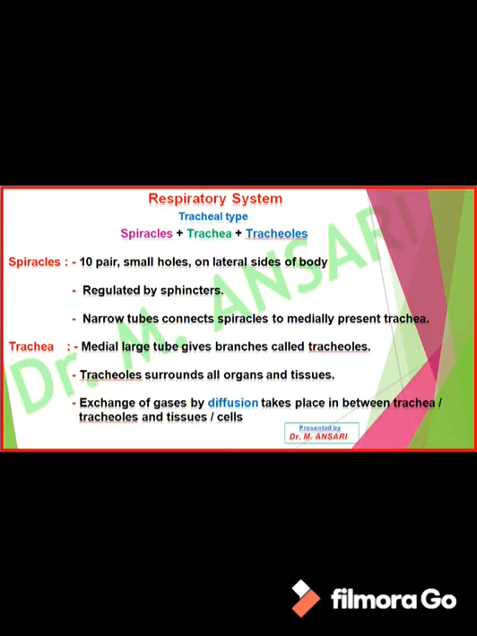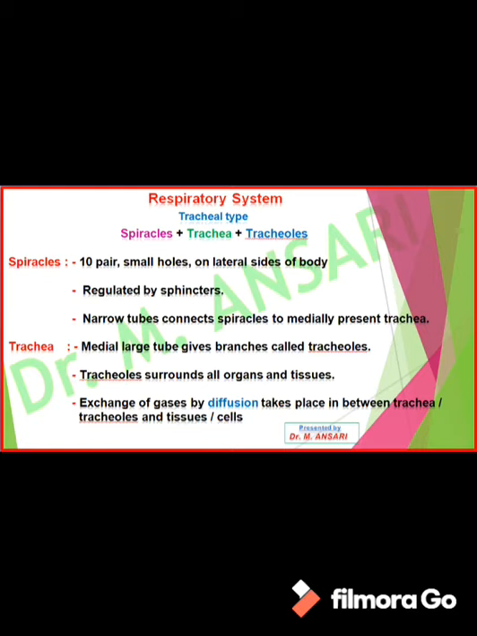From each spiracle, a narrow tube runs towards the trachea. Trachea is a medial large tube which gives lots of branches. These branches are called tracheoles. Tracheoles surround all the organs, tissues or cells of the body, and the exact exchange of gases takes place by diffusion between the trachea, tracheoles and the body tissues or cells.